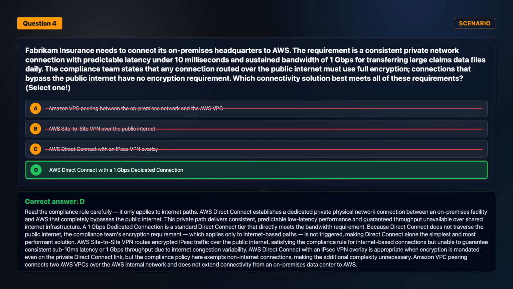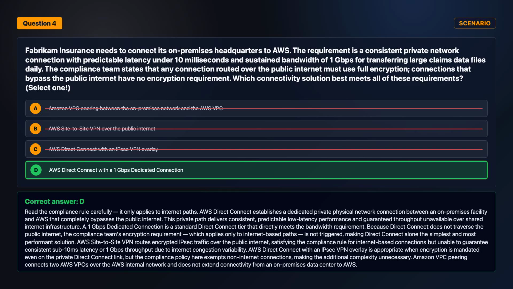The correct answer is option D. Read the compliance rule carefully. It only applies to internet paths. AWS Direct Connect establishes a dedicated private physical network connection between an on-premises facility and AWS that completely bypasses the public internet. This private path delivers consistent, predictable low-latency performance and guaranteed throughput unavailable over shared internet infrastructure.